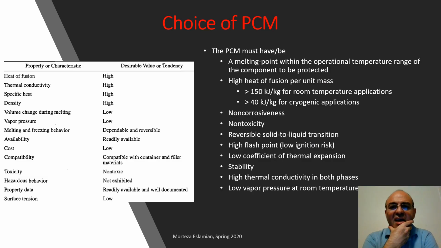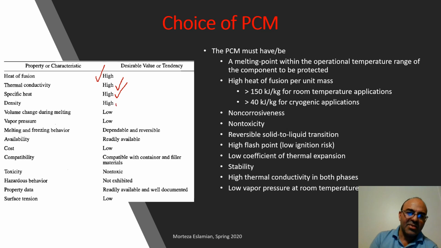So the last slide of this lecture, the choice of the PCM. The PCM that we want to choose must have multiple characteristics. For instance, as we mentioned, it should have high heat of fusion. It should have high thermal conductivity because heat is going to pass through the material. Specific heat Cp has to be high in order to be able to store a lot of heat.